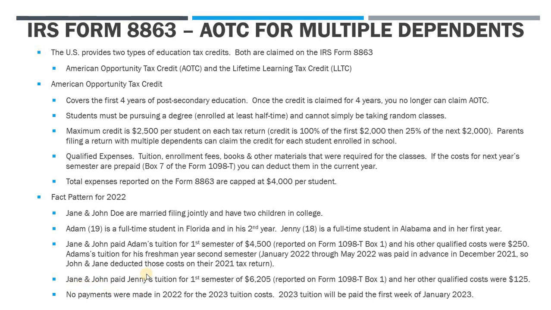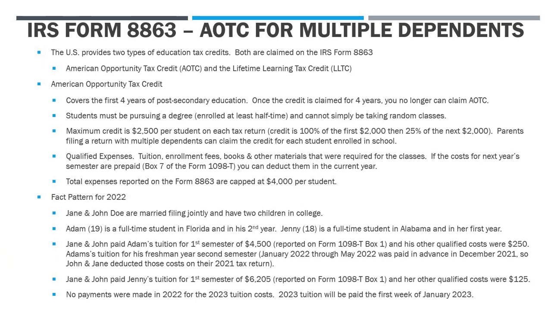All right. Now, what about Jenny? So Jenny's tuition for 1st semester was $6,205. Also, it was reported on a 1098-T in Box 1. And then those other qualified costs were $125. Now, in 2022, no additional payments were made to cover 2023 tuition, so that spring 2023 period. The 2023 tuition, John and Jane paid that first week of January 2023. So the 1098-T is not going to have Box 7 checked for either of them.